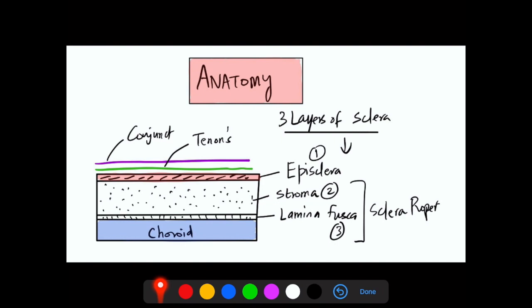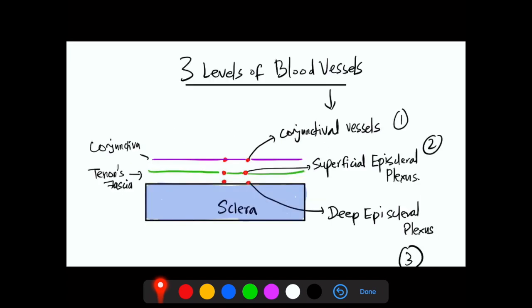But as we move anteriorly on the eyeball, both the episclera and the Tenon's will fuse together, making the demarcation difficult. That is an important point, because within these layers we're going to discuss the three important levels of blood vessels. The first is the conjunctival vessels, which are overlying the conjunctiva. The second is the superficial episcleral plexus, which is going to overlay the Tenon's fascia, in other words the episclera as well, because both of them fuse anteriorly. The third level of blood vessels is on the sclera, that is the deep episcleral plexus.